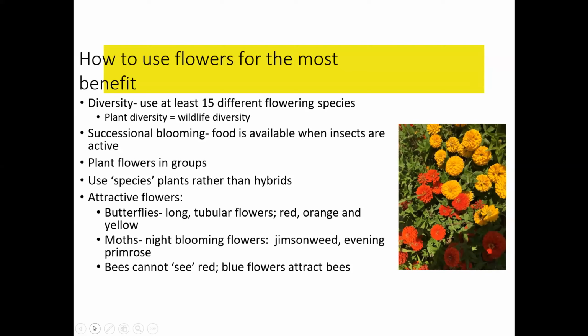So if you want to attract butterflies in general, they like long tubular flowers in red, orange, and yellow. So butterflies basically like the hot colors. If you want to attract some of those large moths that I showed you, the Cecropia moth and the Luna moth, they like night blooming flowers like Jimson weed and evening primrose. And bees technically cannot see red. They are more attracted to blue flowers. So if you want to support the bee population, they're going to be more attracted to blue flowers. It doesn't mean they won't go to other flowers. They can just see the blue ones better.